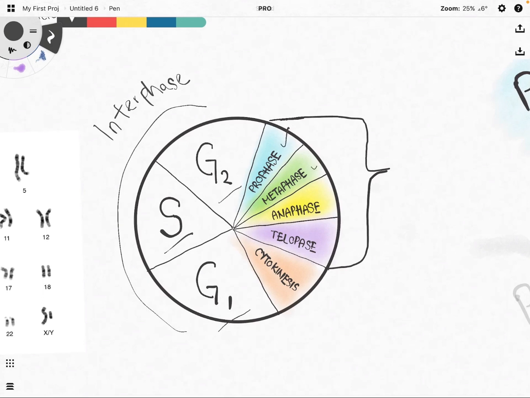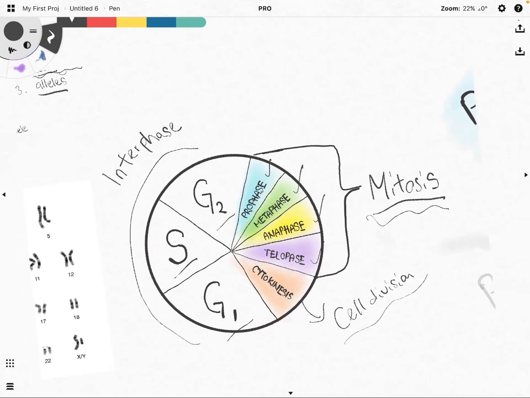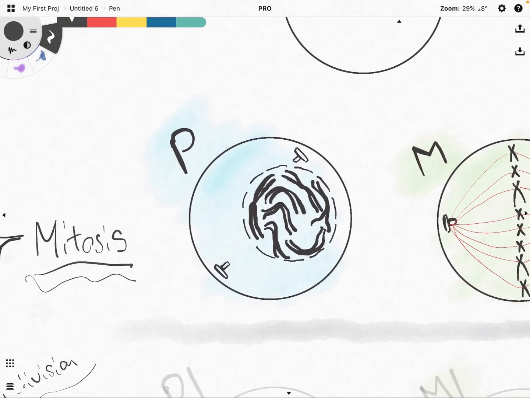Mitosis consists of four phases. We have prophase, metaphase, anaphase, and telophase. Together, we call this mitosis. Mitosis is a form of nuclear division. In other words, division of the nucleus. After that, the cell divides into two daughter cells in a process called cytokinesis. And cytokinesis is a form of cell division. So just to make a clear distinction, there's nuclear division, which is mitosis, and then there's cell division, and that's when cytokinesis occurs. Let's look at each phase a little bit deeper.